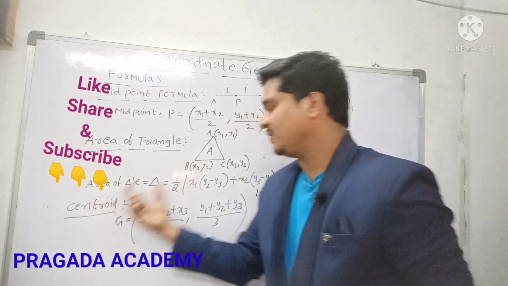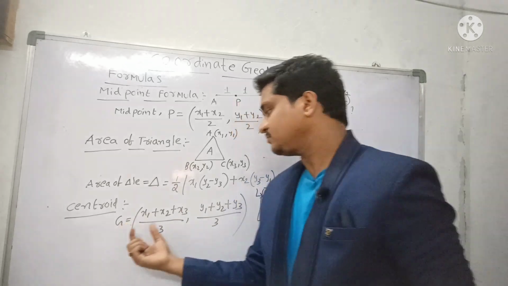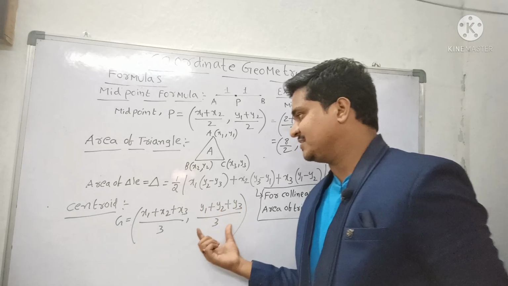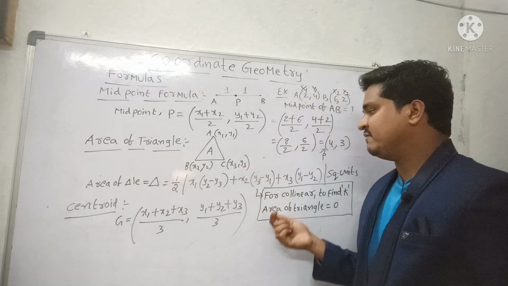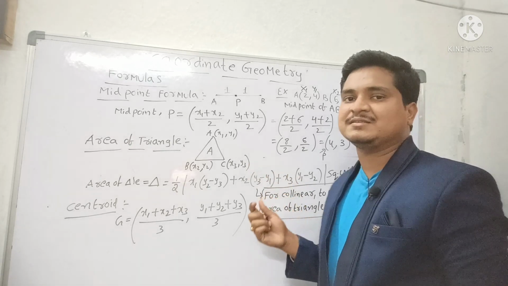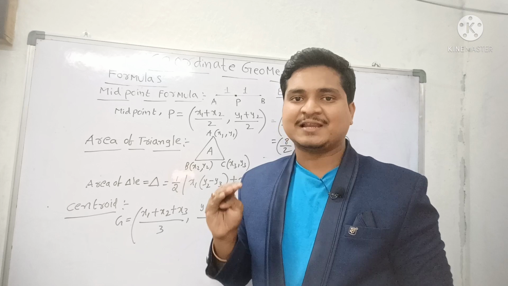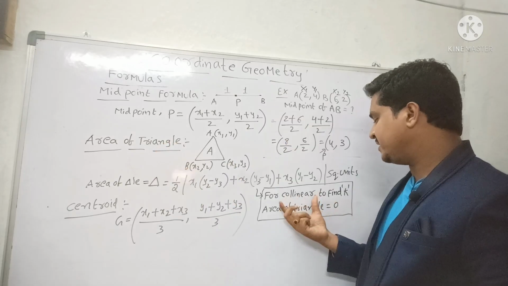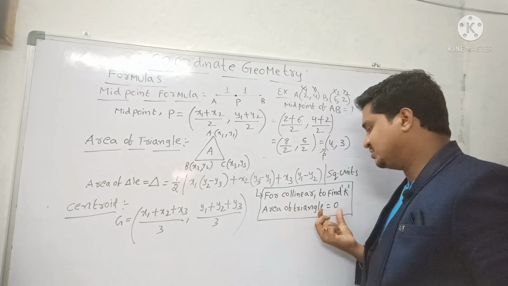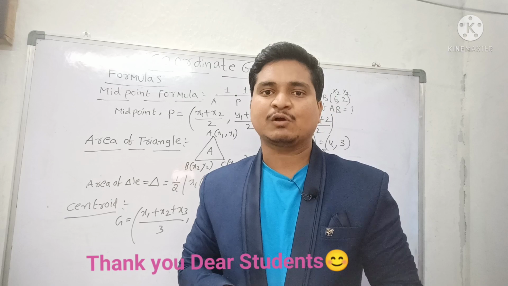Next, the centroid. For the triangle they ask to find the centroid values also. Capital G is the centroid. The formula will be (x1 plus x2 plus x3) by 3 comma (y1 plus y2 plus y3) by 3. For the triangle they will mention in the problems that the given points are collinear. Collinear means the points lie on the same line. Coplanar means the points lie on the same plane. For collinear, to find K, area of triangle equals 0. So these are the important formulas from coordinate geometry.